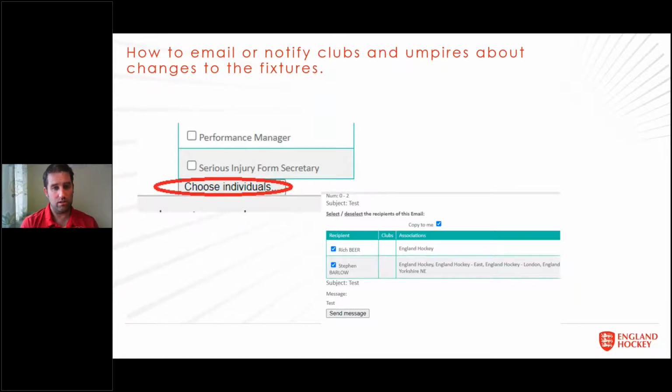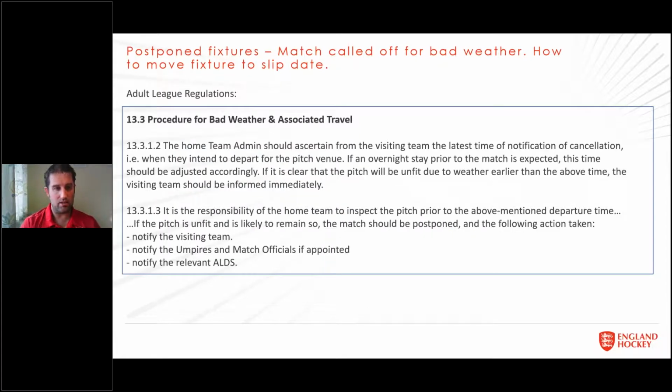Postpone fixtures. Again, start with the regulations. This is about who needs to be notified when a pitch is postponed because of bad weather, and who makes the decision, what needs to be done. So particularly the second part of the regulation here, around the home team contacting the relevant people to make sure that they are aware that the fixture has been postponed. This is essentially on the day of the fixture, because that's different to the process that we've just talked through previously.